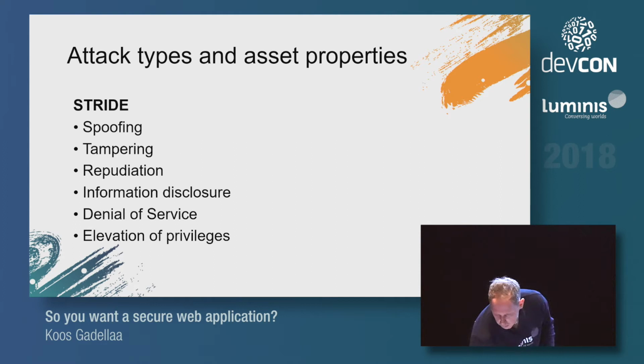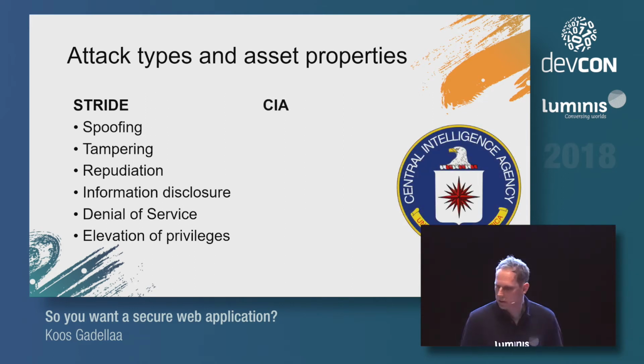So when you start looking at properties of your application, sadly I just noticed that this pointer is still over there, and I can't remove it. Okay. When you start talking about properties of your application, the three things you need to think about are the CIA. Now, it's not, of course, the real Central Intelligence Agency. It's an acronym and stands for confidentiality, integrity, and availability.